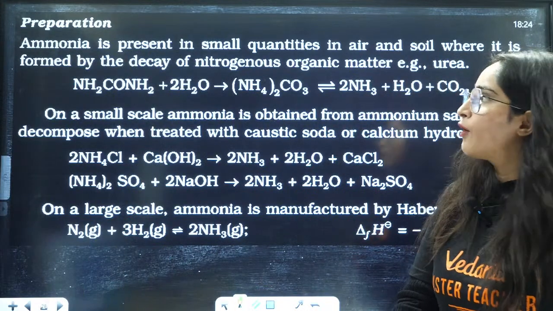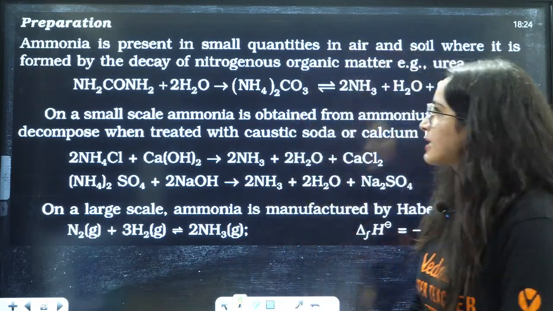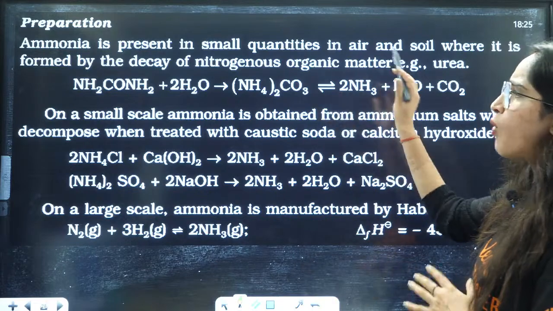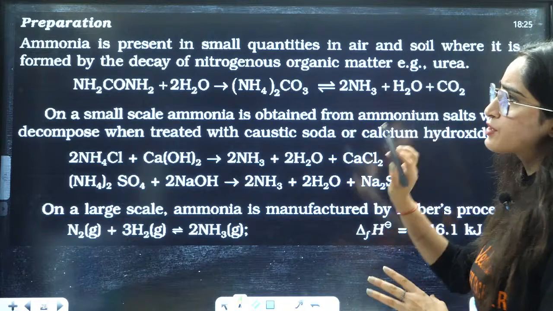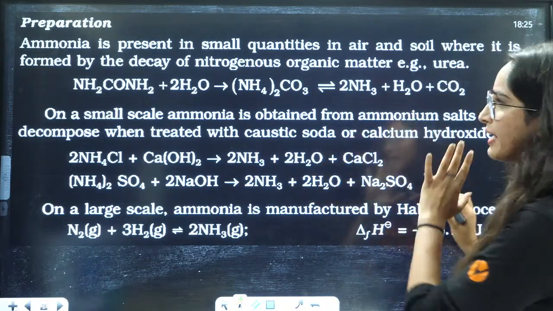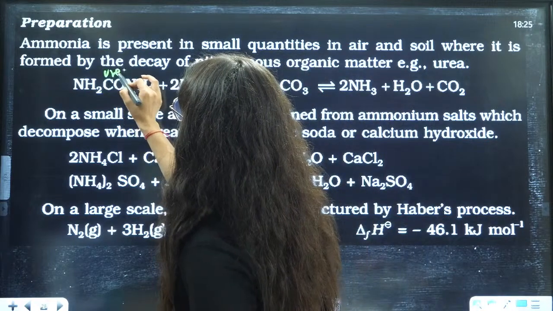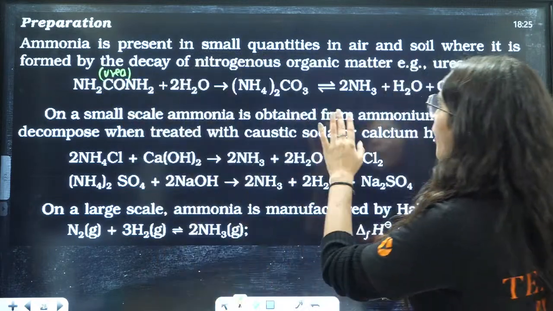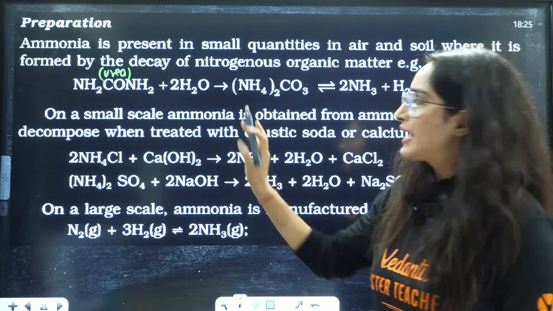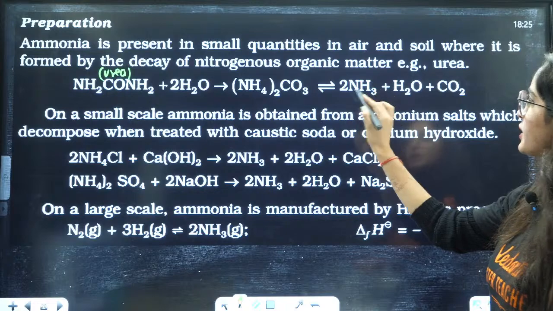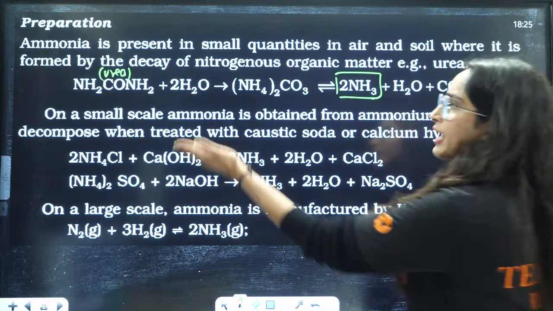Okay. So preparation is not important. Now we have ammonia, right? Reactions are not that important for you, right? So ammonia is present in small quantities in air and soil, where it is formed by decay of nitrogenous organic matter, right? So this is your urea, right? From urea it can be obtained. One is Haber's process, the other is urea. On adding water to the urea by simultaneous processes, you can obtain ammonia, right? So this is an organic matter only.